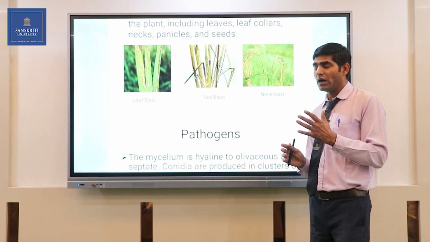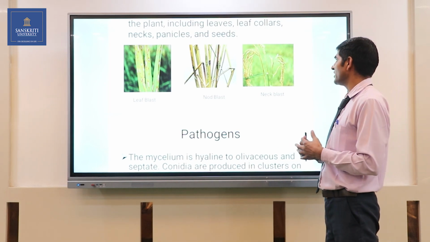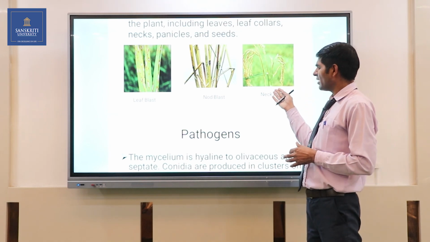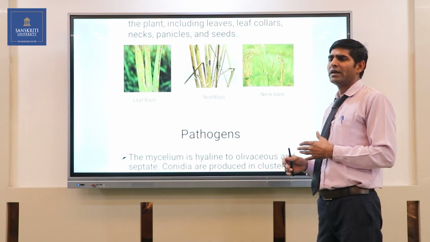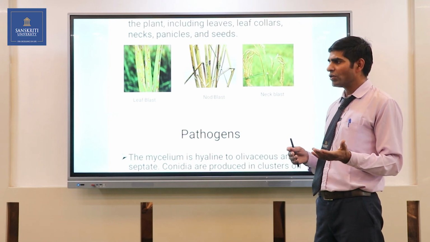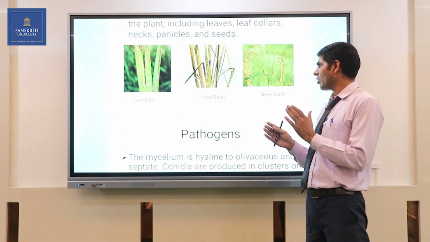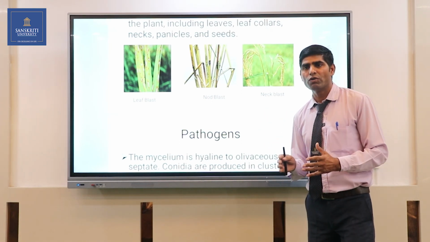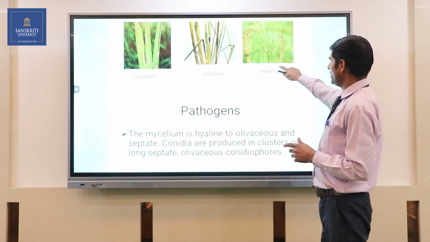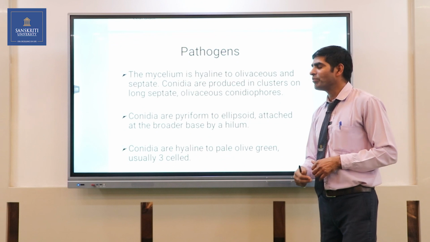There is only partial grain filling, the grain is also very chaffy, and there is discoloration of the grain. And if there is discoloration on a rice grain, what will happen? You don't get a good price in the market, because if the quality of the crop is good, it can easily be sold. So these are the symptoms of neck blast, and we already discussed the pathogens.